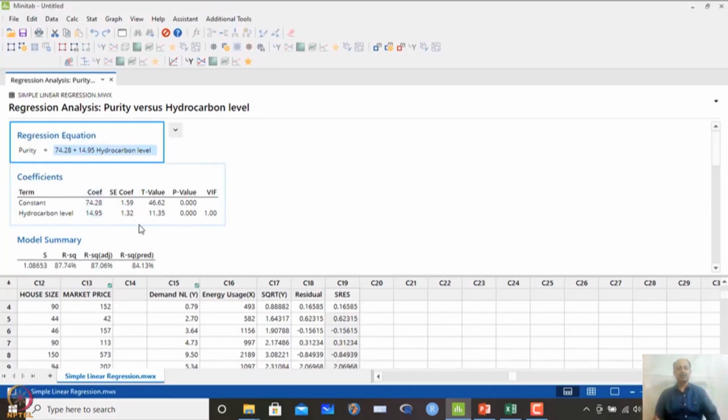So, regression is also possible, you can verify that one if you want to see the exact p values, and MINITAB is not giving you that because it does not go beyond 3 places of decimal. So, in that case what you can do is that you can do it in Excel and see that, or you can transfer this to R and do the analysis, and you will get the exact p values that come out from the analysis. Okay. So, the generalized equation that we can use is 74.28 plus 14.95 times the hydrocarbon level.